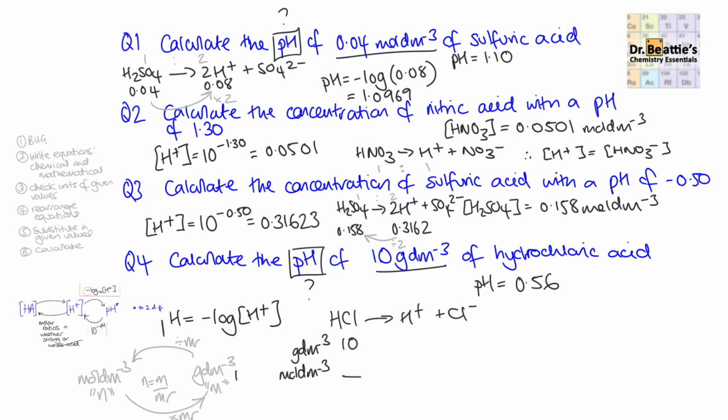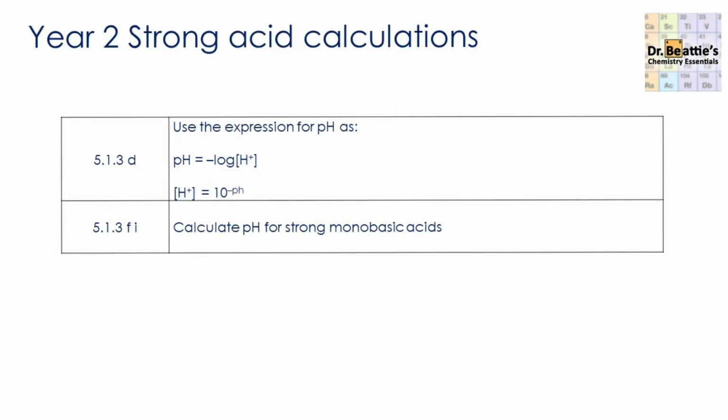In this example, grams per decimeter cubed is 10. The Mr is the Mr of HCl, which is going to be 36.5. So what we do is 10 divided by 36.5. That gives us our moles per decimeter cubed. And then what remains is use the equation. It's a 1-to-1 molar ratio. So we also get the same amount of H+ ions in solution. And then we input this value into our equation here and get the value 0.56.